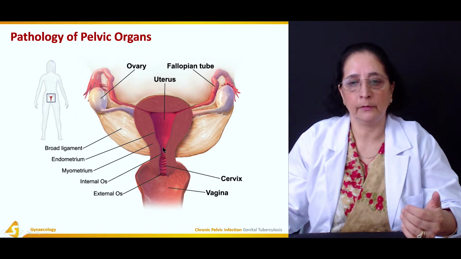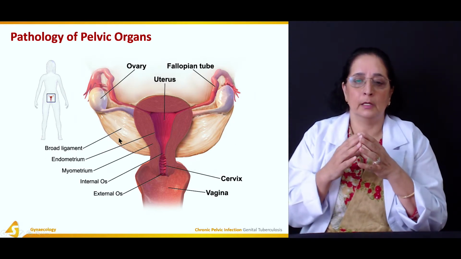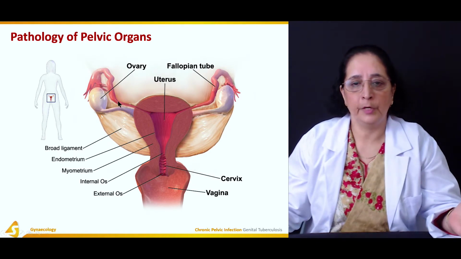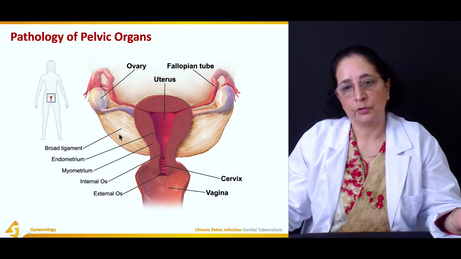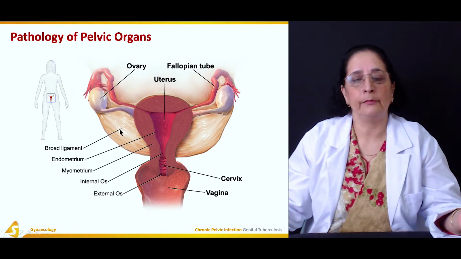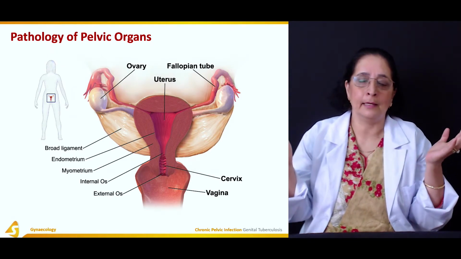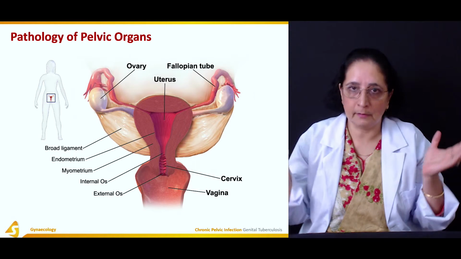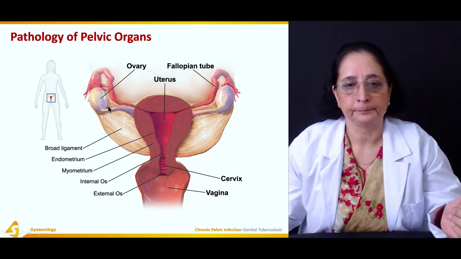Endometrium, inner layer of the uterus. This is the broad ligament that holds or supports the pelvic organs, like the fallopian tubes and ovaries attached to the uterus here. So the broad ligament roughly gives support to all these organs, so they are not lying or hanging freely, otherwise they can all fall down. So the broad ligament is for support.